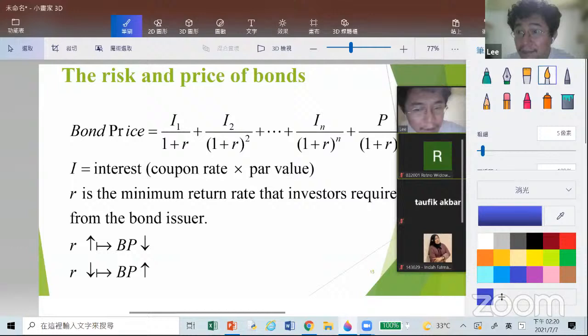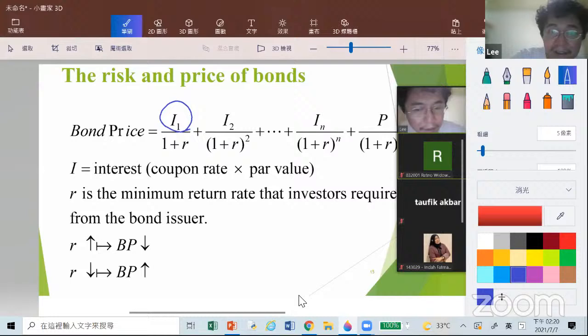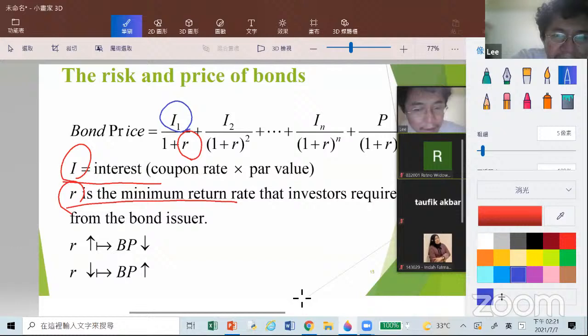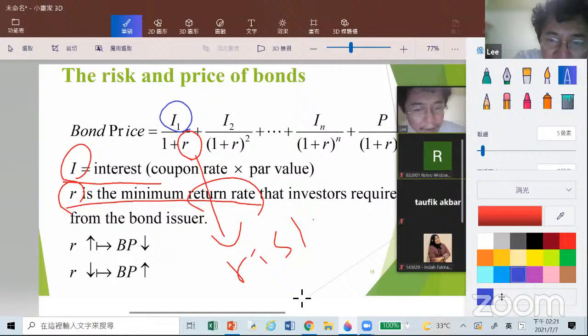Here, this is the interest, based on the terms, maybe once a year, maybe once a quarter. And here the R is the minimum return rate that the investor requires from the company. So this was based on the risk. If the company is risky, I will require a higher return rate.